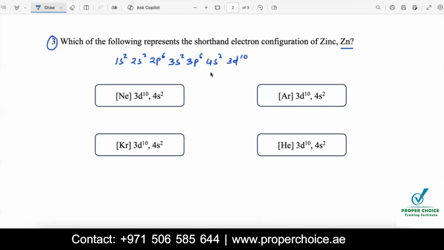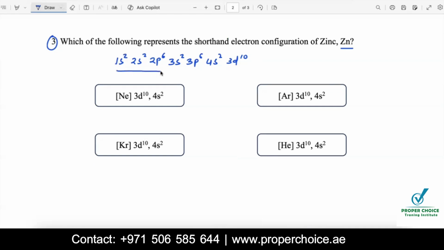I am writing 4s2 before filling up 3d10, because while filling up the electron configuration, the 4s2 subshell will be filled first, before filling the 3d10. There is a certain reason for this. That is a long way, but understand, this is how you write it. You can also change the order, it doesn't matter. This can also be written as 1s2, 2s2, 2p6, 3s2, 3p6, 3d10 and 4s2. You can write it that way, no problem. So this is the actual electron configuration of zinc.